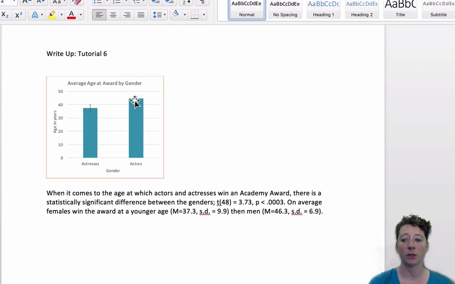A good way to visually evaluate the difference in means is to make sure that the error bars don't overlap. If standard error means that the true population mean is likely to be within that range, we can feel a little more confident if the ranges don't include the same value. So if I got 41, that's not a probable population mean for actors.